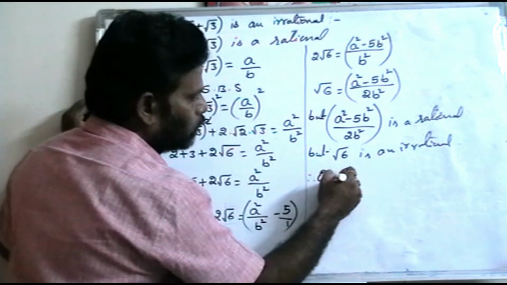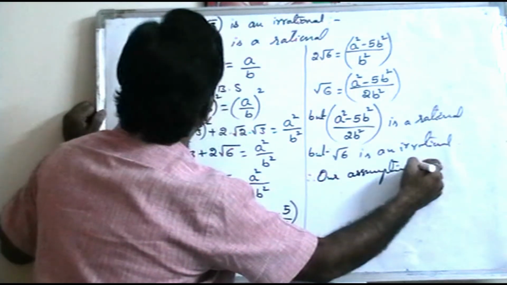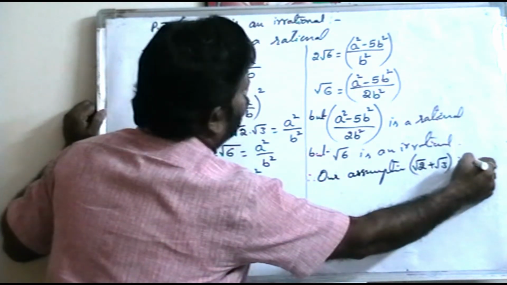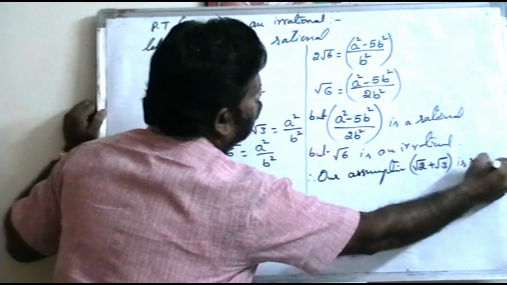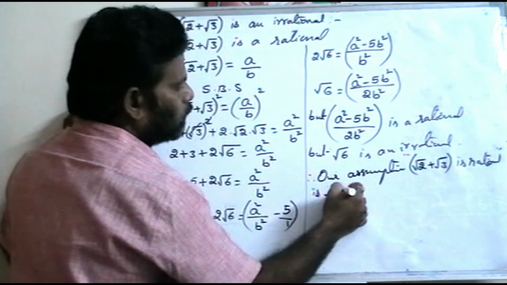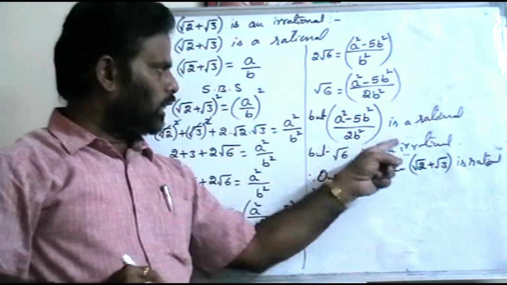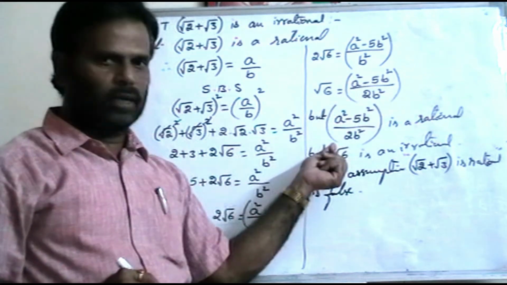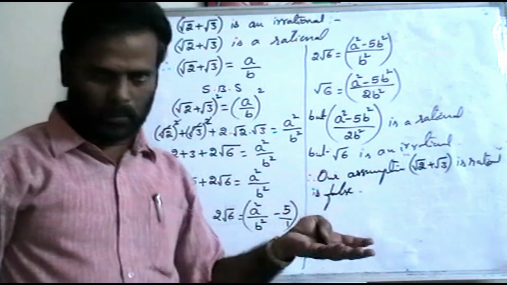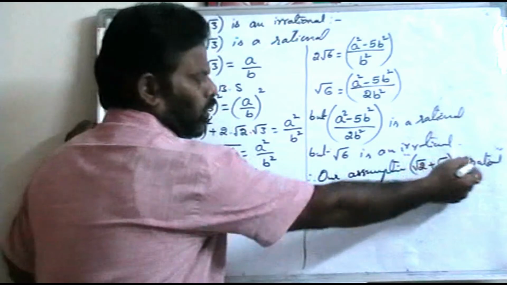Therefore, our assumption, root 2 plus root 3 is a rational, is a false statement. Because root 6 is irrational, right side part is a rational. Irrational and rational being equal is impossible. Impossible means it is a contradiction. So our assumption is false.